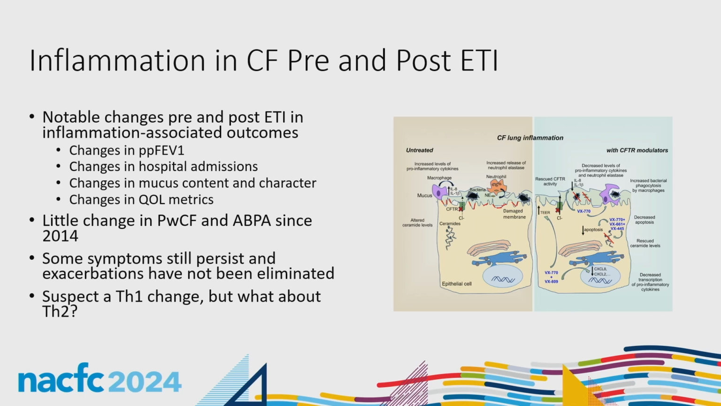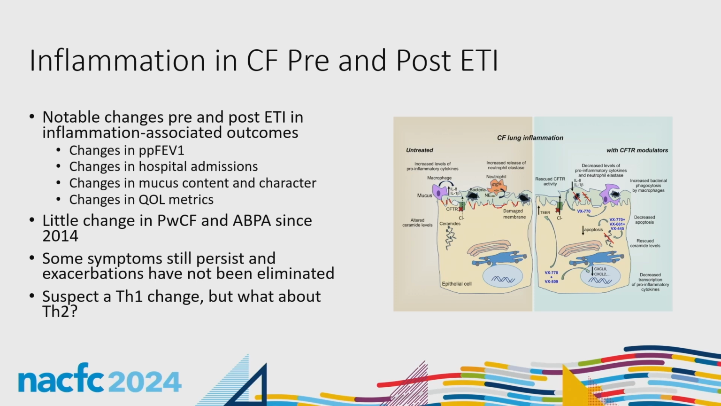How has ETI altered this inflammatory response? So, certainly we've seen notable changes pre and post ETI: changes in FEV1, hospital admissions, mucus content and the character of that mucus, quality of life metrics. There have been little changes, however, in people with CF and ABPA rates since 2014, which is a little odd. The highest it's been is 5% since then, and the lowest it's got is about 4.5%. So it hasn't changed much despite these modulators.